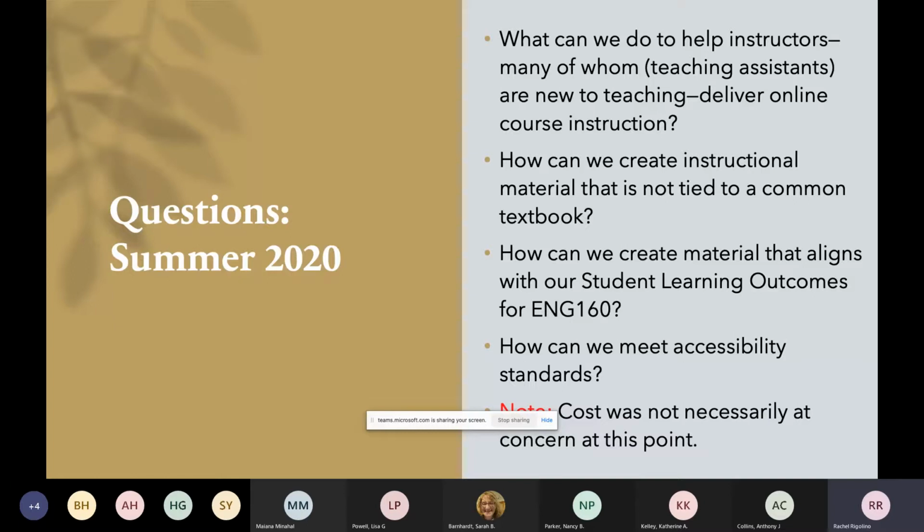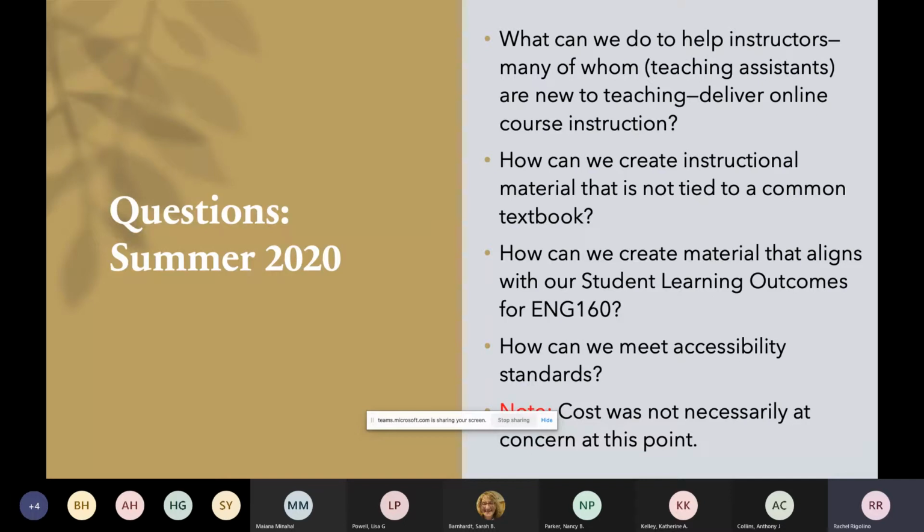Can we create an instructional material that maybe isn't tied to a common textbook? Because we leave a lot of choice up to our instructors about what text they can bring in. And of course we had to align everything with our SLOs. And then what about accessibility? At this point, we really weren't thinking about cost. That wasn't a primary thing. I know for many, many people, OER creation is tied to saving students money.